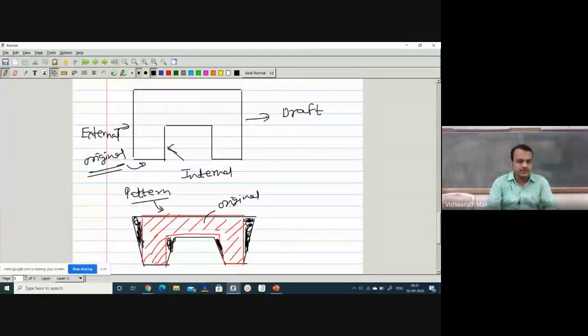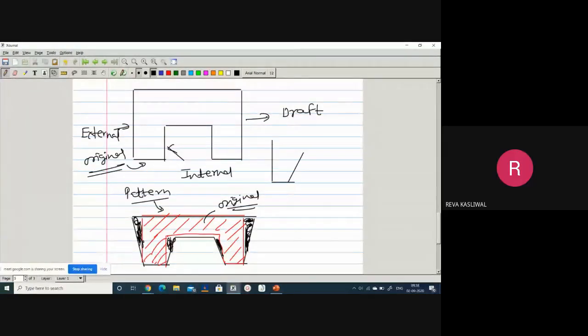Why do we give the draft allowance? To avoid the breaking of the mold. Whatever mold cavity we have prepared, when we remove the pattern it may be damaged. That's why we need to give the draft taper, to avoid the breaking of this. And due to that, the shape changes. Our original part shape changes, but by machining we convert it into the original shape. Whatever required shape we want, we get with the help of machining. Okay, understood this?